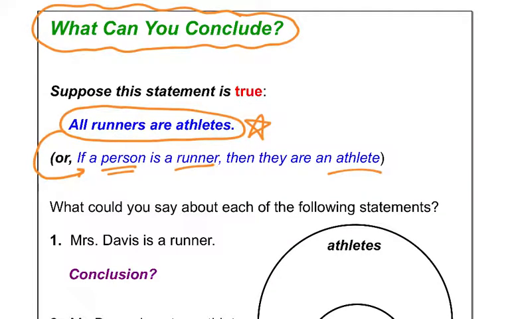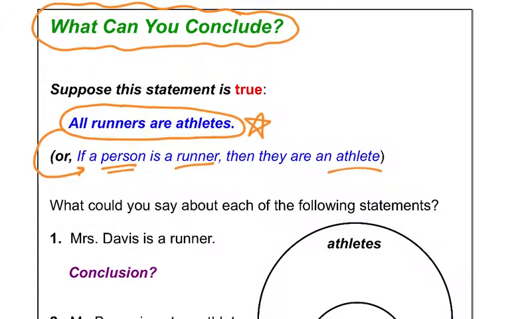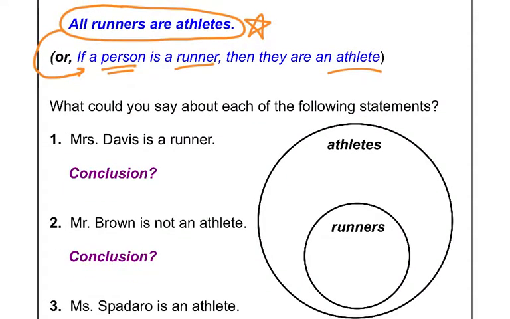If P, then Q. So I'm going to throw things at you and figure out what you can conclude. Let's assume that all runners are athletes, and that's a true statement. Then what can you say about number one? Mrs. Davis is a runner.